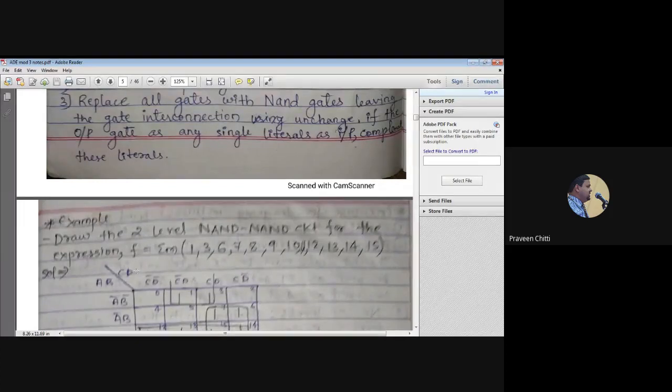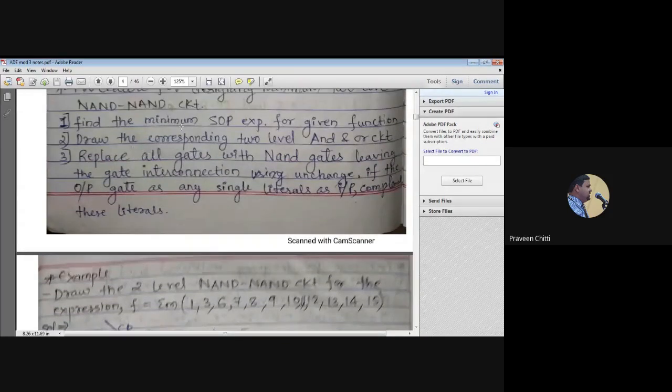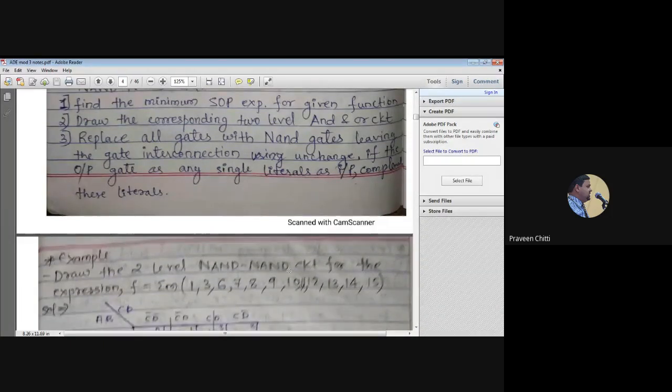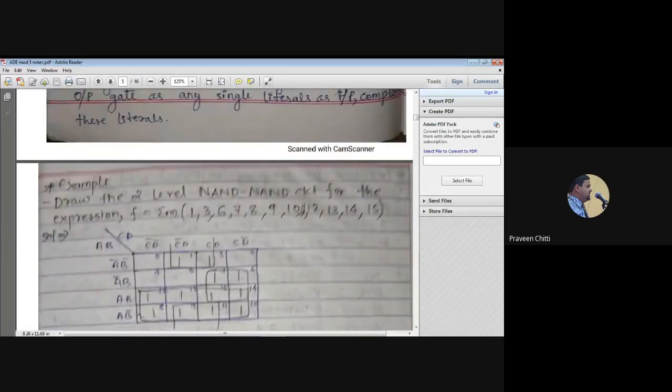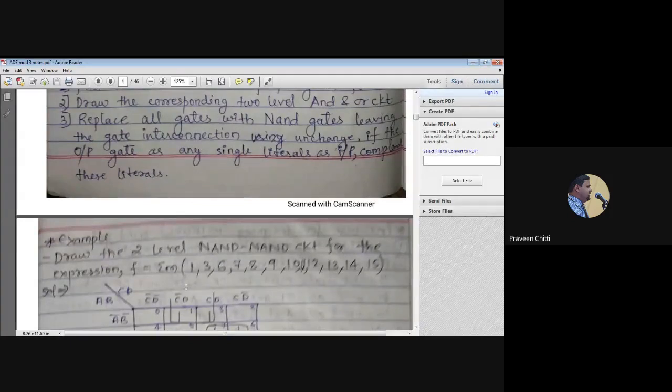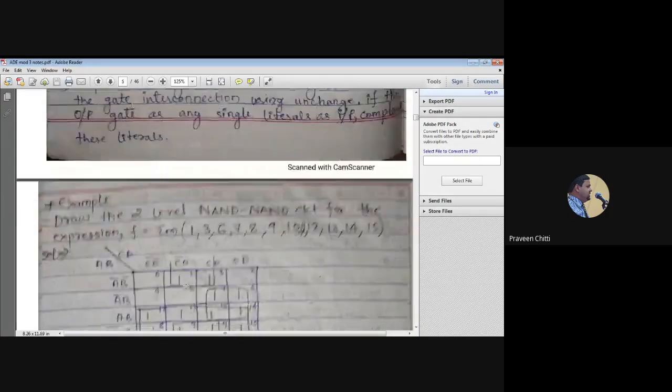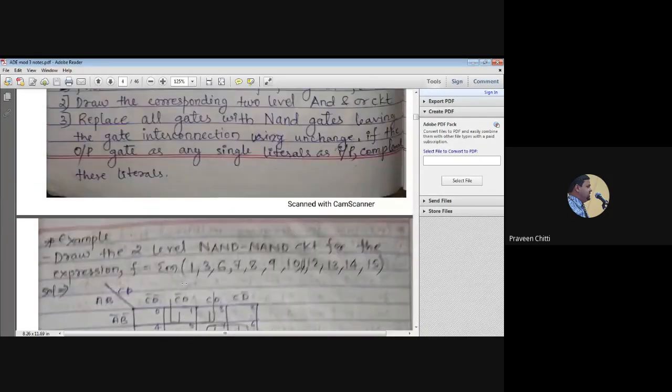A simple example, SOP equation. What is the first step? Here I have told, find the minimum SOP expression for the given function. How do you find the minimum SOP? Use the SOP K-map, club once and get the SOP equation. So all of you construct the K-map for this and tell me the answer.